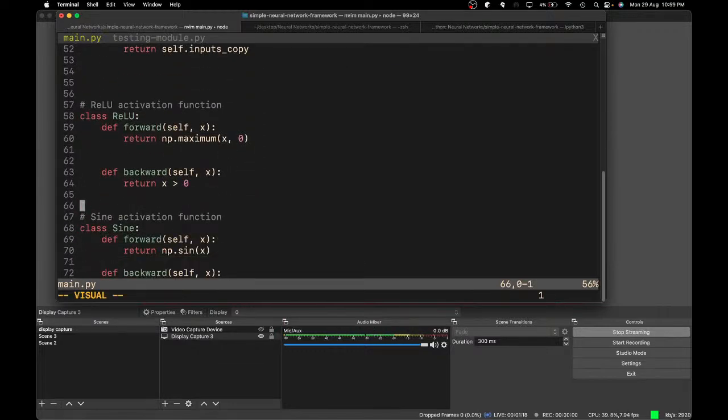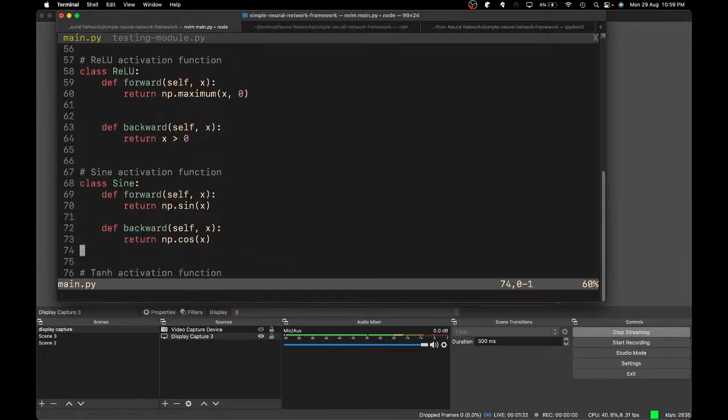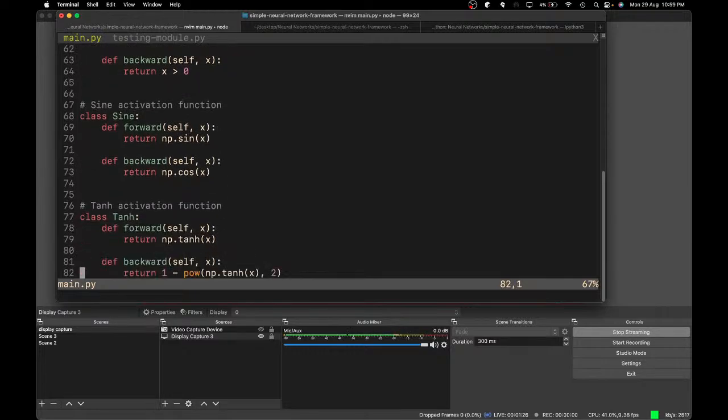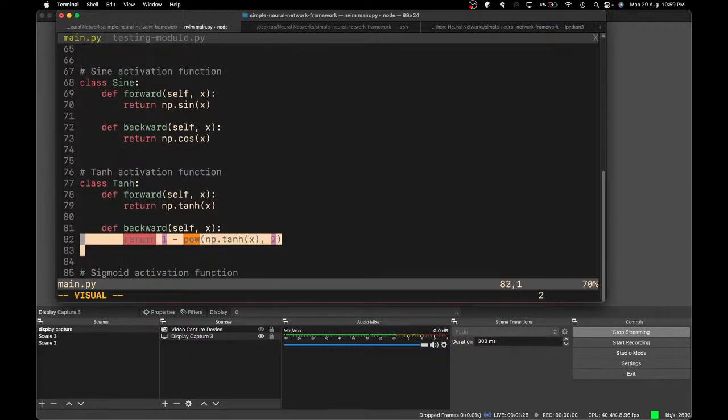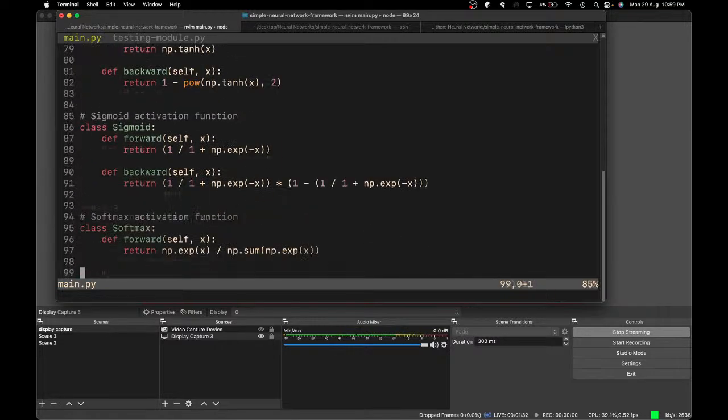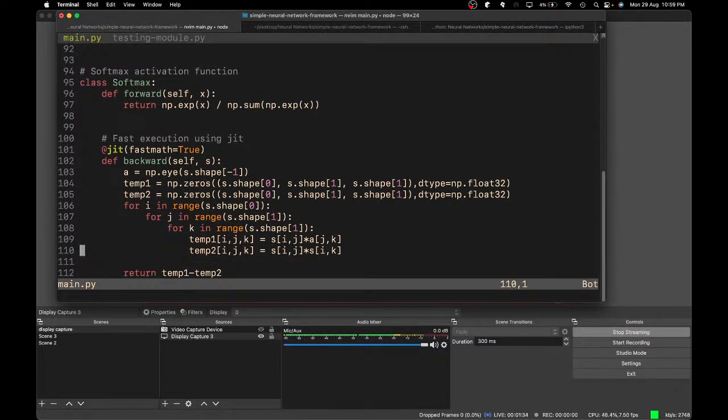I added the backward pass for the ReLU. I added another activation function called the sign activation function. It just returns the signed value, nothing too crazy. I added tanh, as you can see, and I also added sigmoid, and I did the backward pass of softmax.